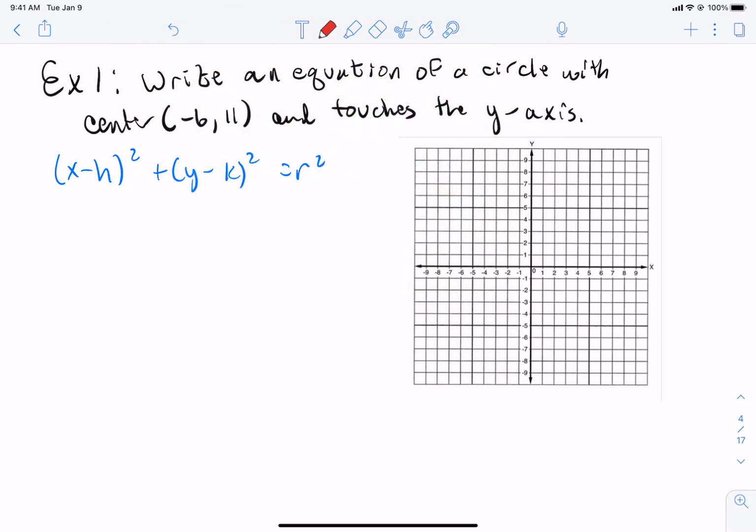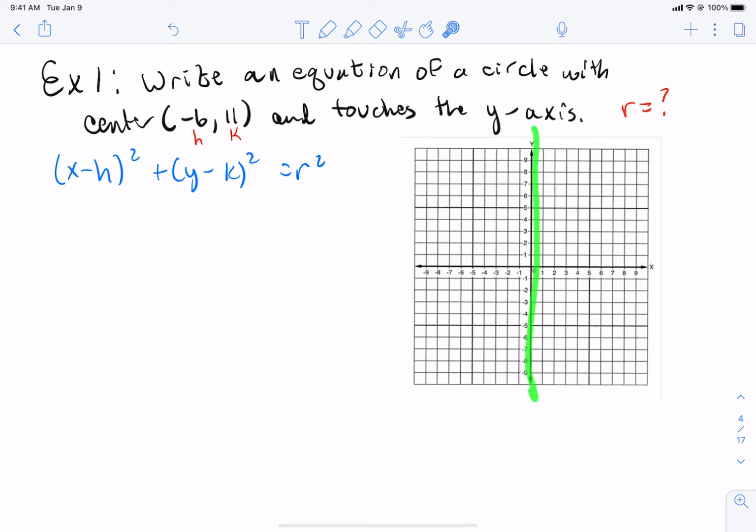Now, in this particular set of instructions, they want us to find the equation that has a center at (-6, 11). So we know that this is h and this is k. But one thing they didn't tell us was the r. But they gave us a very good hint. They said that it's going to touch the y-axis.